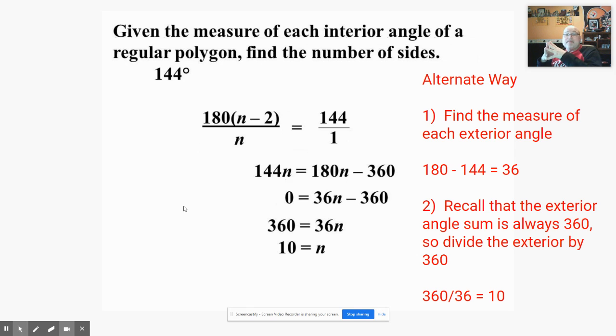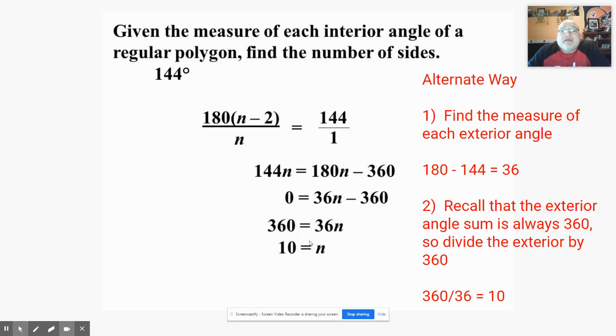We can also do it this way. Given the measure of each interior angle of a regular polygon, find the number of sides. So every angle in the regular polygon is 144. So again, notice we take 180 times n minus 2, divide it out by n. Cross multiplying gives us 144n equals 180n minus 360. Bringing this over, 36n equals 360, and we discover that n equals 10. Now, that's the hard way.